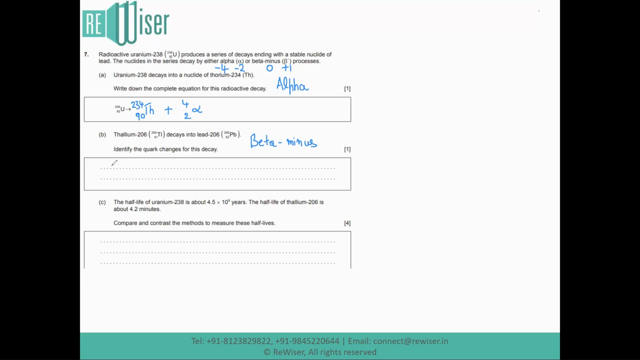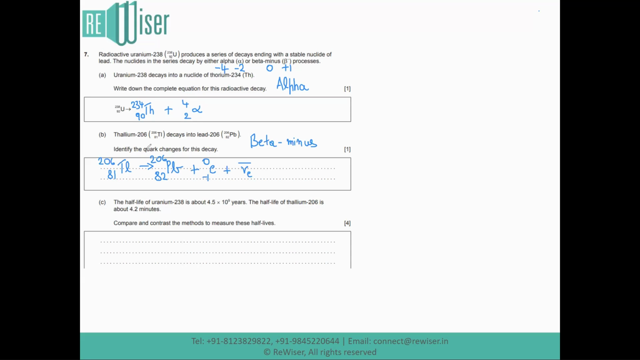To write the reaction, we can write thallium, Tl, with atomic mass 206 and atomic number 81, decays into lead, which is plumbum, Pb, with the atomic mass remaining the same at 206, while its atomic number increases by 1, because a proton is released, along with an electron, which has the atomic mass 0 and the atomic number -1, plus its anti-neutrino.